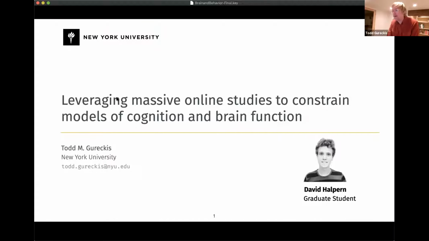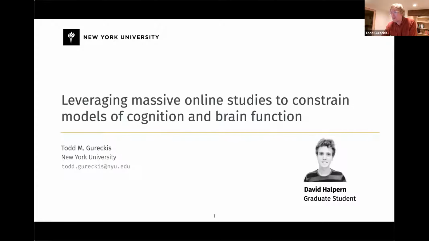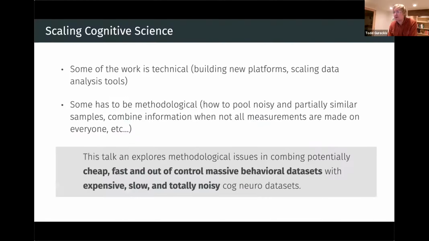Okay, great. Thanks everyone for organizing the workshop and inviting me to take part in it. There was a similar workshop at Princeton a couple months ago, but it's great to see the updated work and to be able to share this with the CogSci community. I'm going to talk about a project that I've been working on, and this is really the work of David Halpern, who's a graduate student in my lab, who's starting at UPenn in the fall. And it's about how we can use these new approaches for online data collection to constrain models of cognition and brain function.